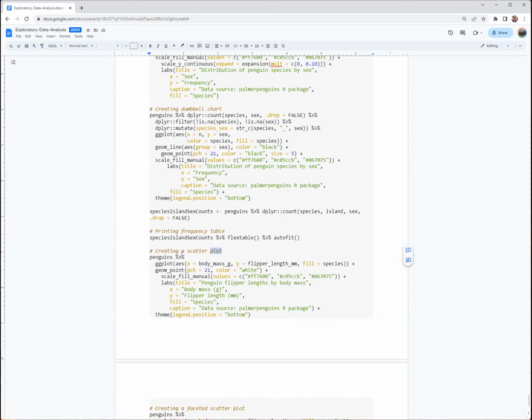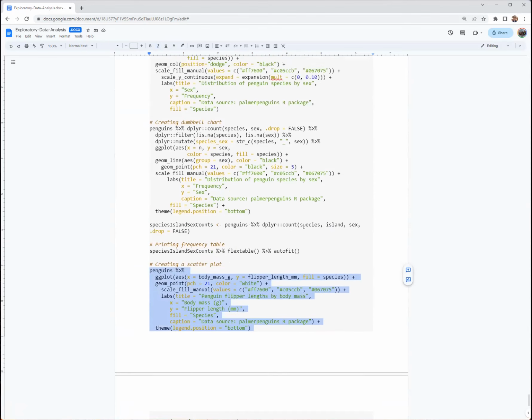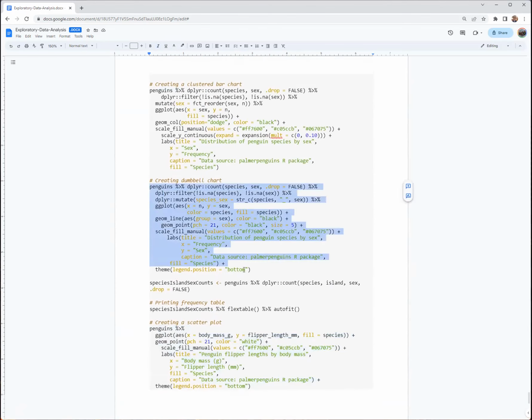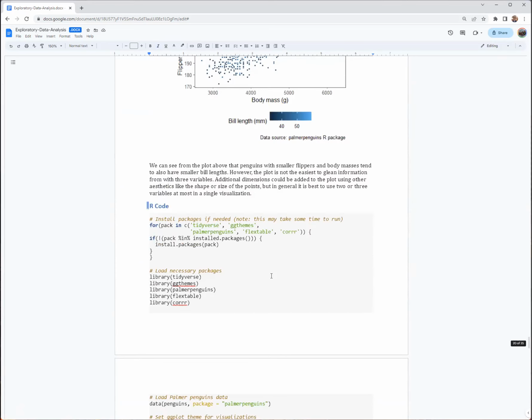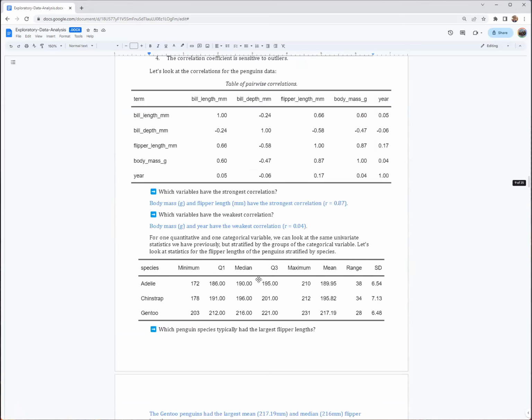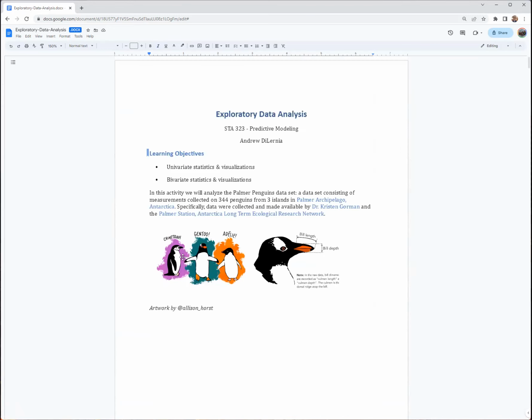I included R comments to indicate what each piece of code is doing. So here's creating a scatter plot. Here's creating the dumbbell chart, okay, and so on. So let's go back to the top. So that's it for this activity on exploratory data analysis.